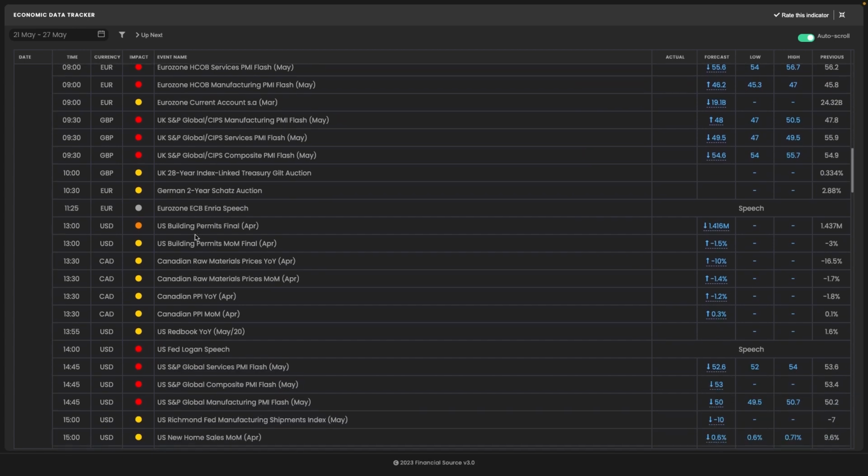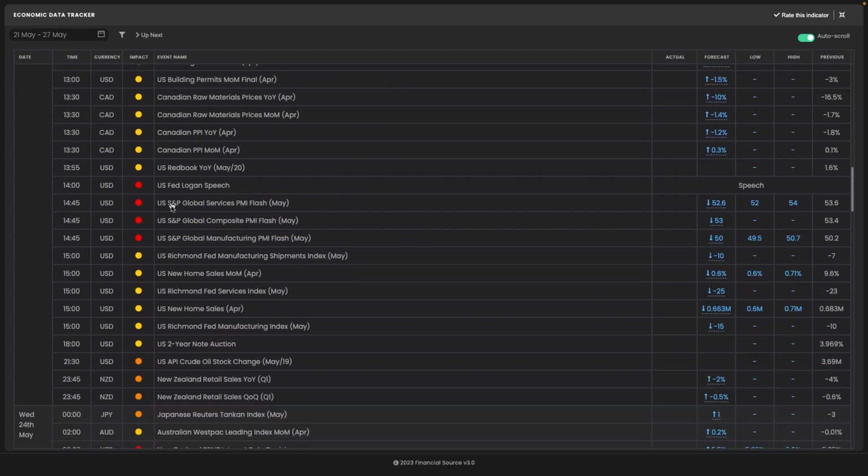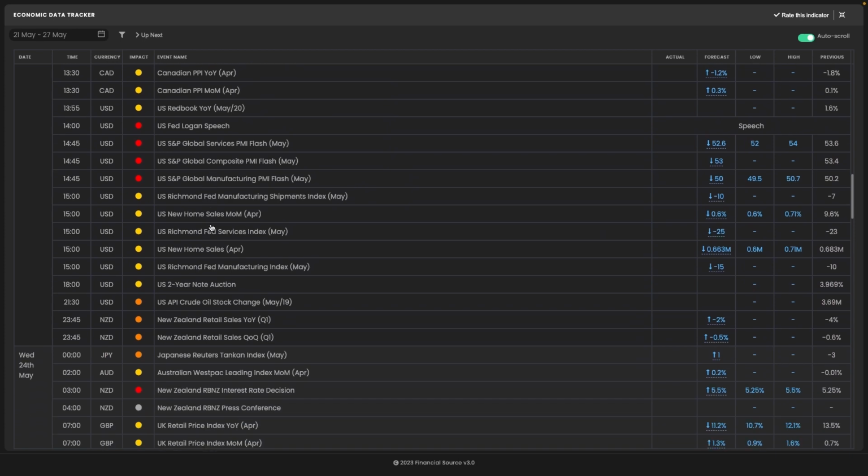So watch out for that. Fed speak and PMIs in the afternoon. Watch out for the PMI prints again. If we see very, very strong data, I would expect that strong data to support the dollar. But be careful because of the debt ceiling talks going on at the same time. But I would expect that to support the dollar.